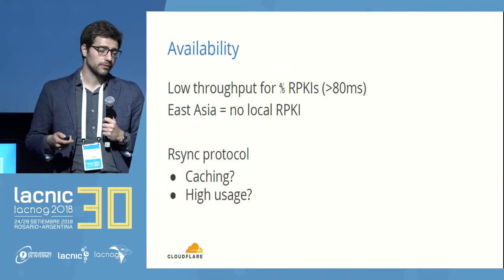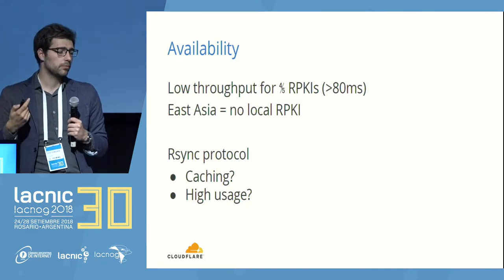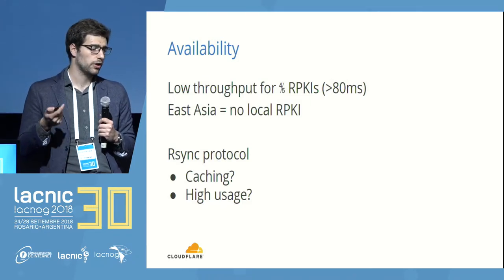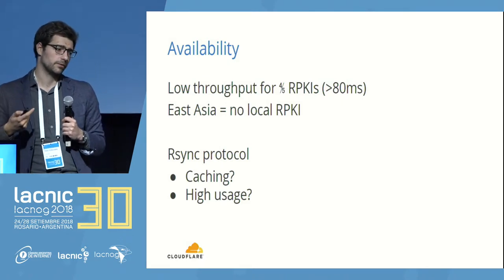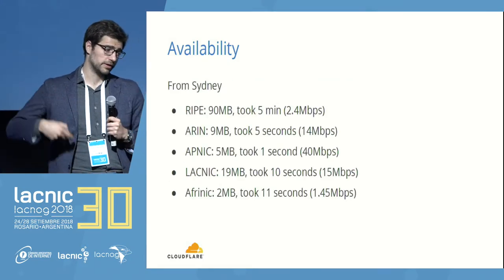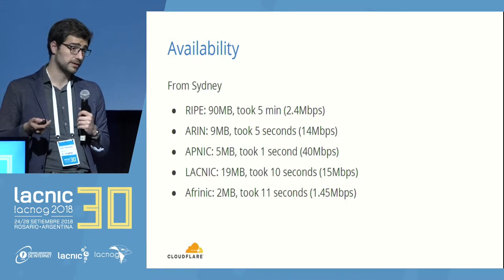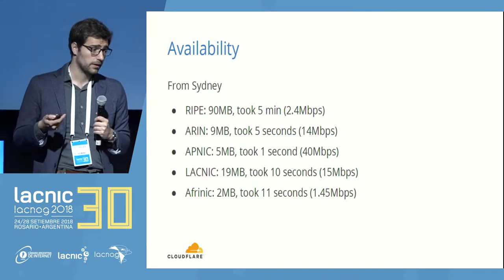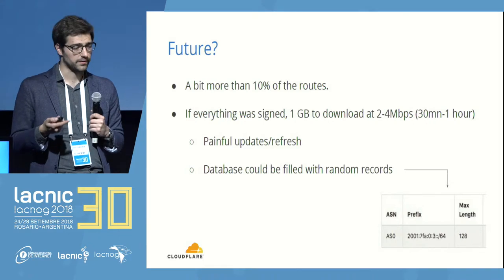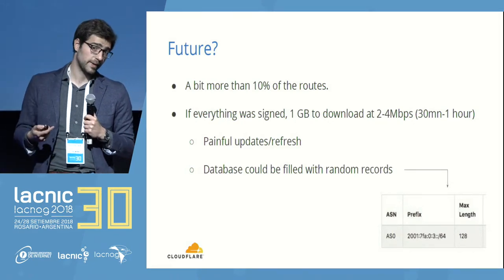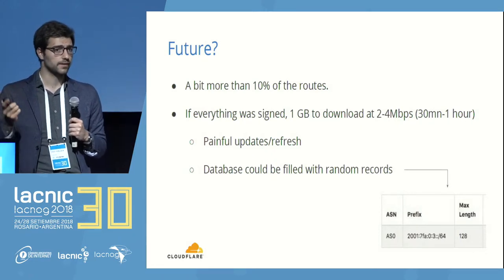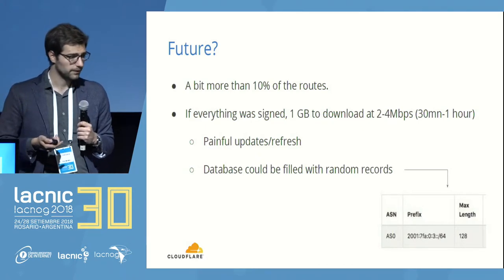So every time, since you need to fetch all the five RIRs plus a few others, you're still going to fetch, depending on where you are in the world, 4 out of 5 at a latency of more than 80 milliseconds, which means it can be very slow to synchronize. For instance, RIPE, which is the biggest, took 5 minutes from Sydney, at 2.4 megabits per second, ARIN 9 megabits, 14. Anyway, right now only 10% of the routes are signed, and if everything was signed, we can imagine it would be a gigabyte, and if you have to fetch a gigabyte around the world, it would take 30 minutes to 1 hour to update all the routes, which is not very fast.